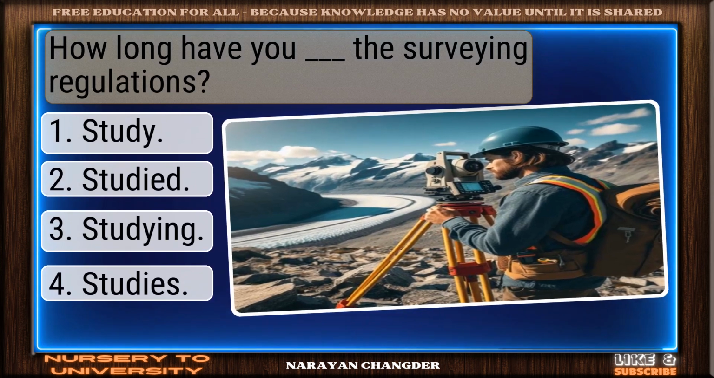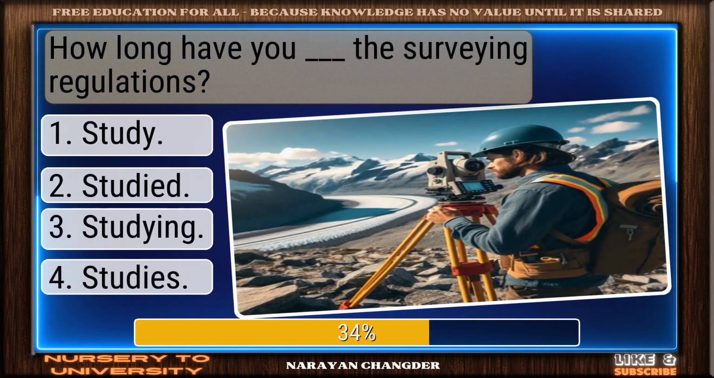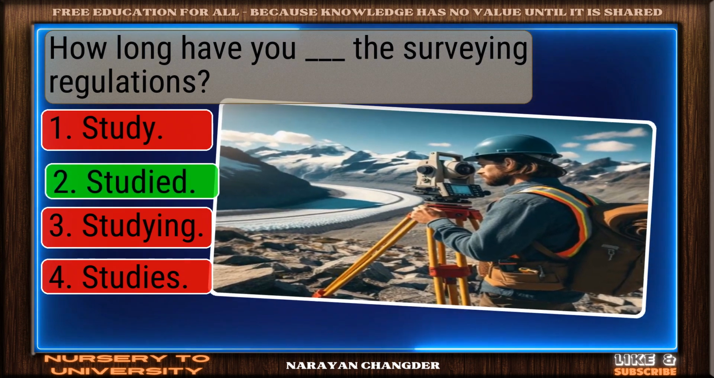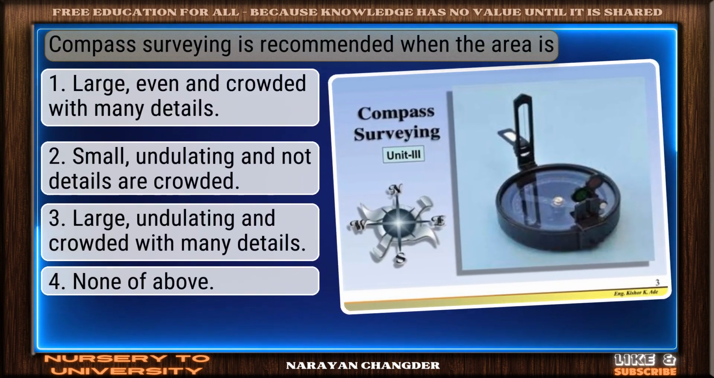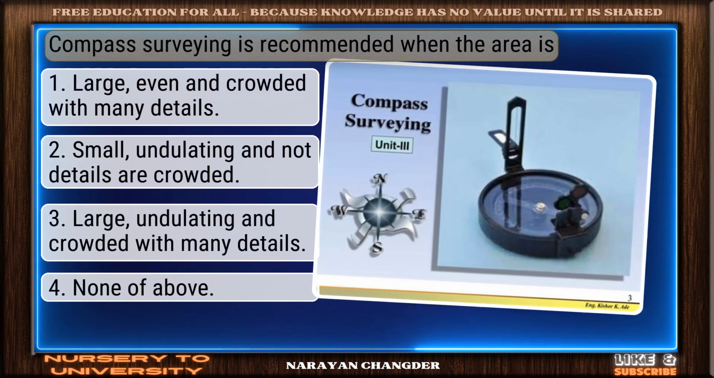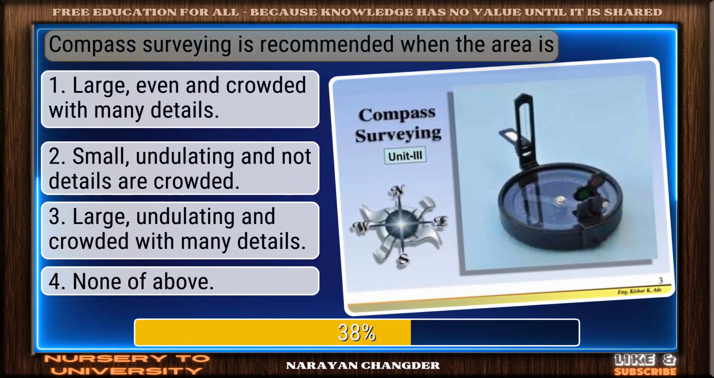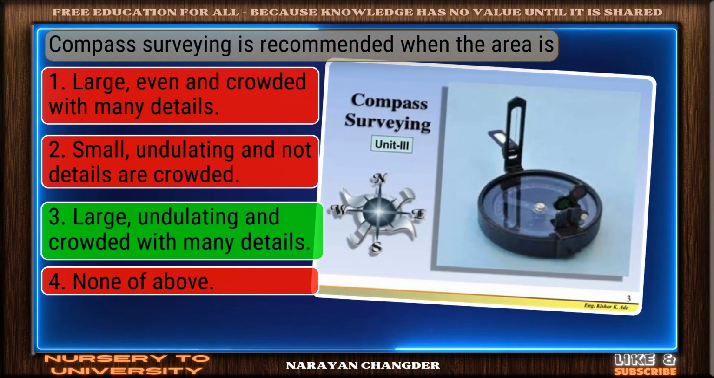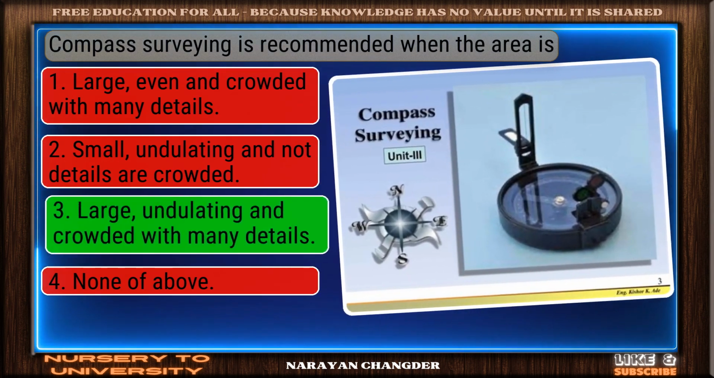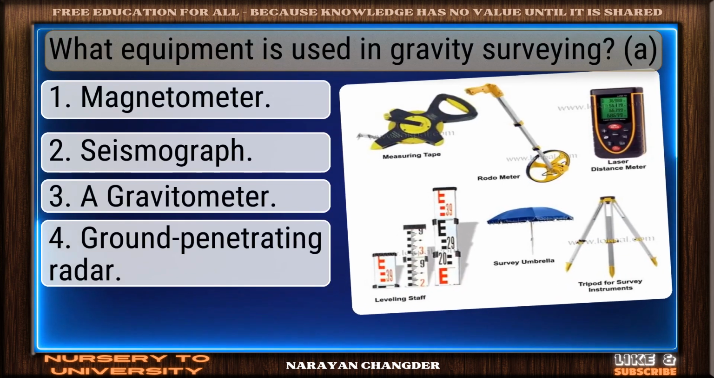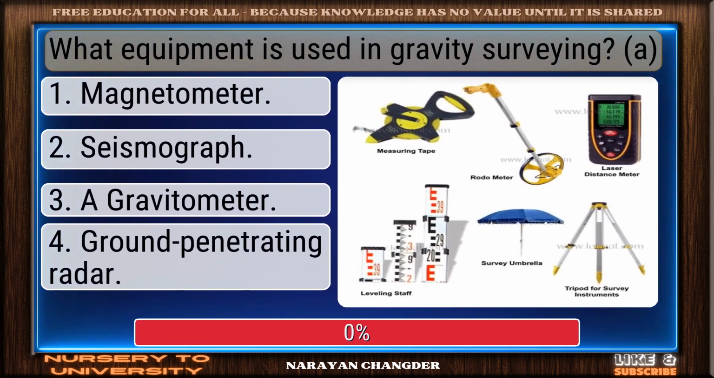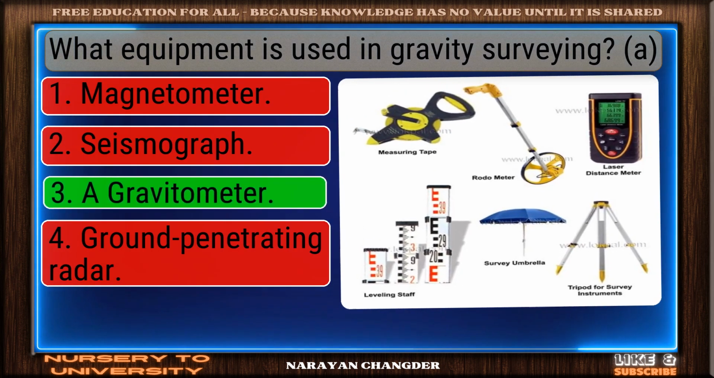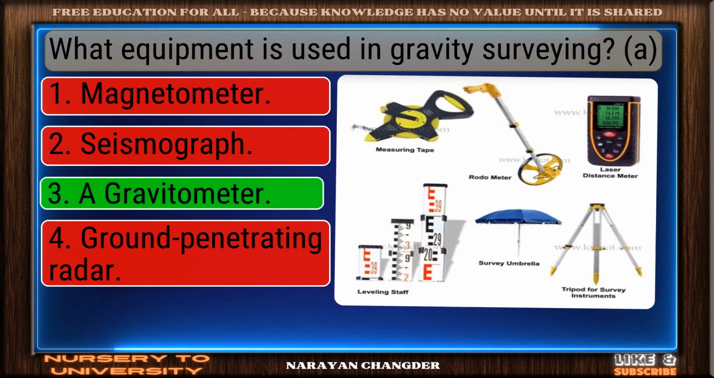How long have you dash the surveying regulations? Great thinking. Studied is the right choice. Compass surveying is recommended when the area is. Well done. Large, undulating, and crowded with many details is the right choice. What equipment is used in gravity surveying? Right choice. A gravitometer is the best answer.